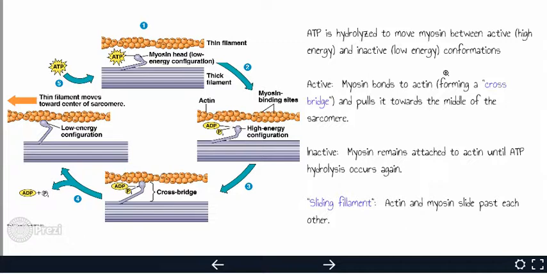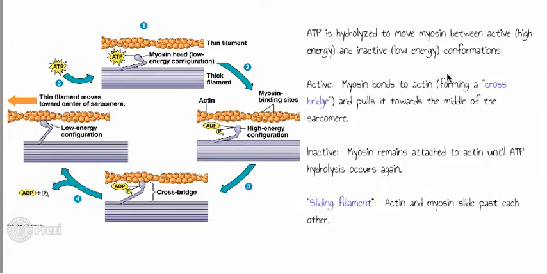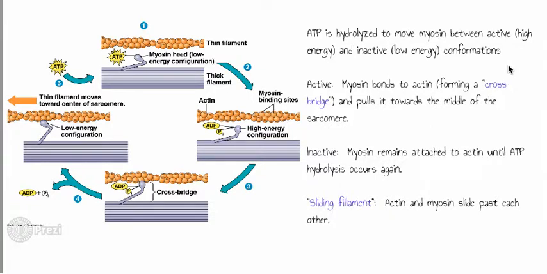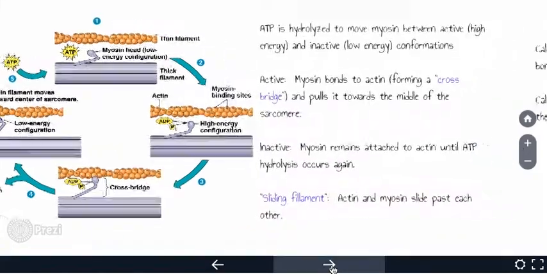So when we come over to the right, just a little explanation. ATP is hydrolyzed, right? So hydrolysis of ATP, adding water to break things apart. So when we say hydrolyzed, ATP is broken down into ADP plus Pi to move myosin between the active high energy and inactive low energy conformations. So you're doing conformational change of protein here, but we're just talking about with muscle fibers. Okay, so myosin's going to bond to the actin, got a little cross bridge, it pulls it to the middle, and that causes that shortening so that the filaments slide over each other. Okay, actin and myosin sliding past each other is what sliding filament theory is. Ta-da!